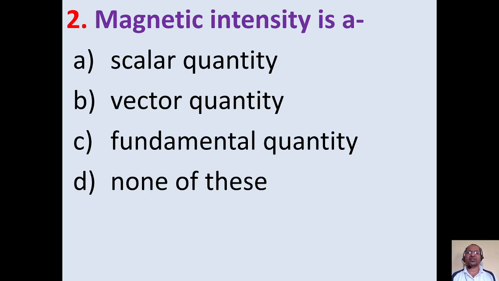Magnetic intensity: we know that magnetic intensity is a vector quantity. It requires both magnitude as well as direction for its measurement.